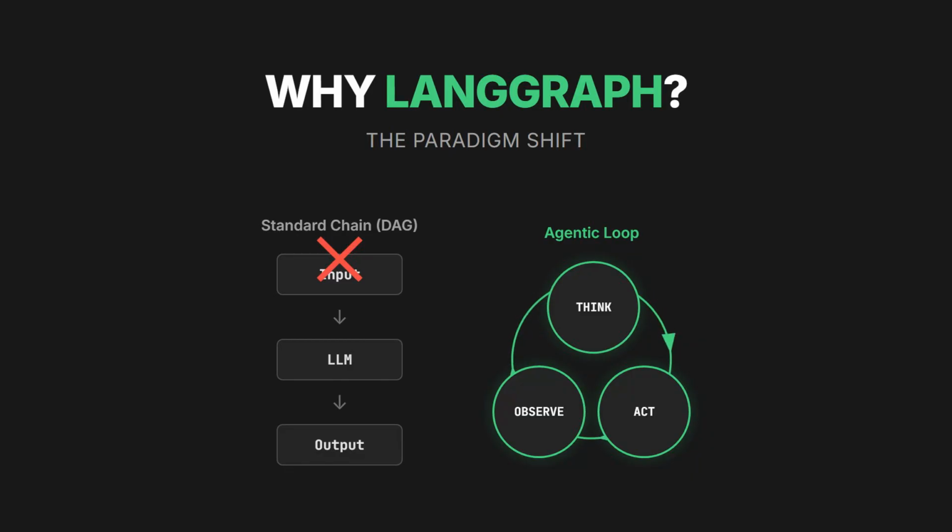But real intelligence requires a loop. We need to think, act, observe, and then think again. That is why we need LangGraph. It introduces cycles to your application, allowing the LLM to loop back, correct its mistakes, and reason through problems step by step. In this crash course, we will move from linear chains to autonomous cyclic agents.